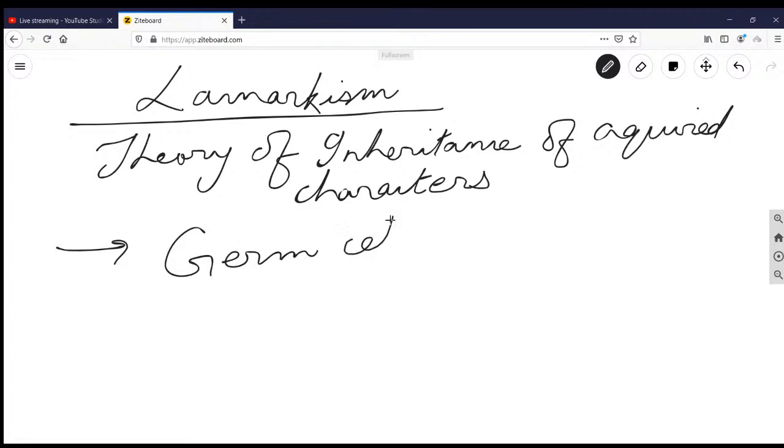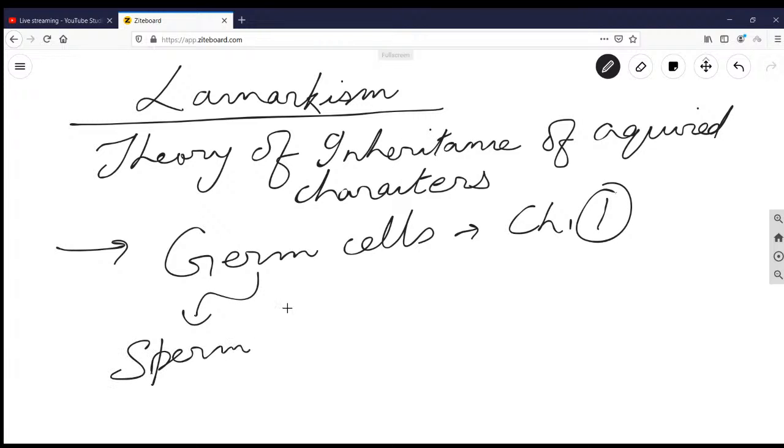Suppose germ cells, even in chromosome number 1, have a mutation. A germ cell is either your sperm produced in the testis, or your ovum or egg produced in the ovary. So if you have variation in these two cells, then only they will meet and produce a zygote, and then the zygote can have any kind of congenital disease.